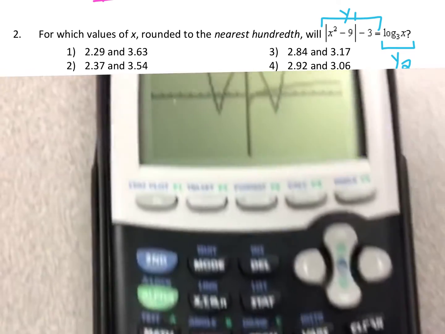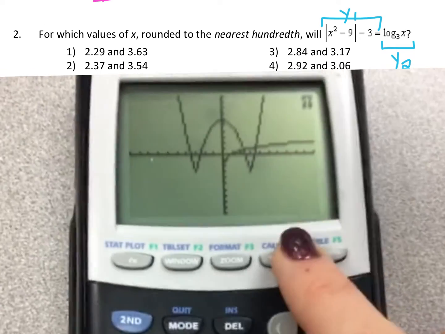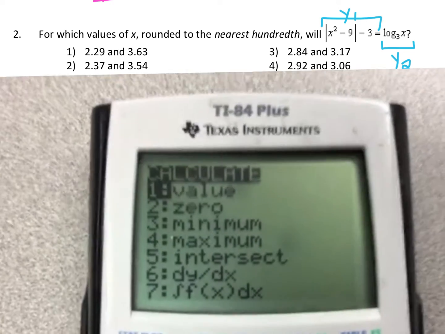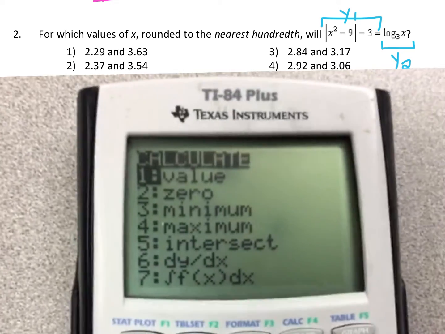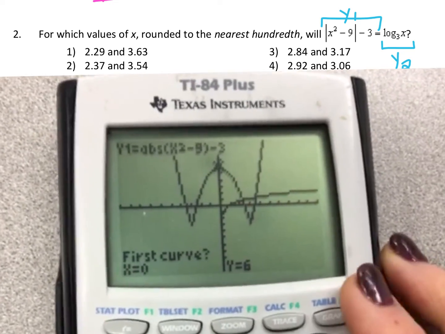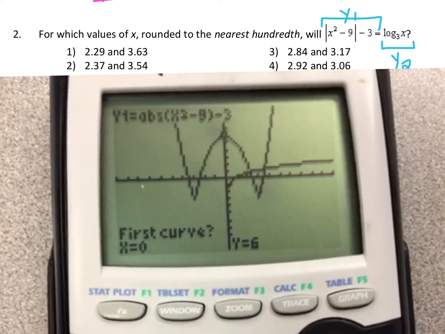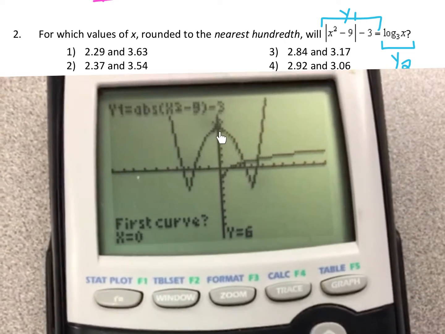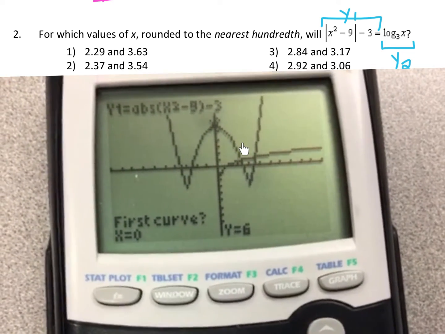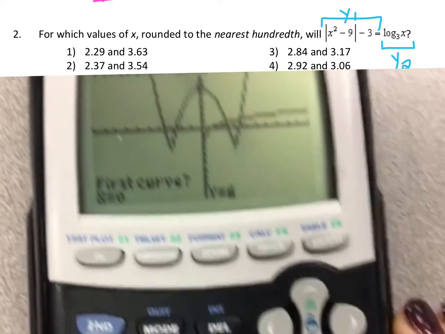All right, so let's find this one first. So if you remember the steps, we hit second, trace, and then we're going to choose the number 5, which is intersect. So I'm hitting number 5. Okay, now I don't really see the cursor. See how it says it's at 0, 6? Oh, there it is, 0, 6. I don't know why I didn't see that.